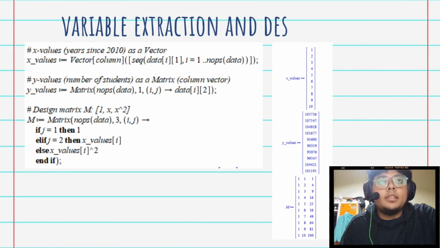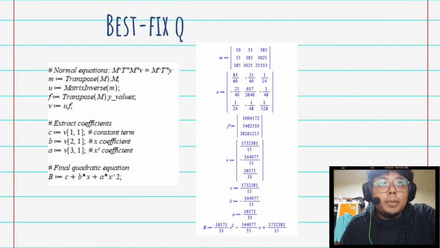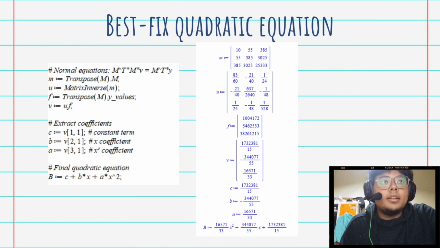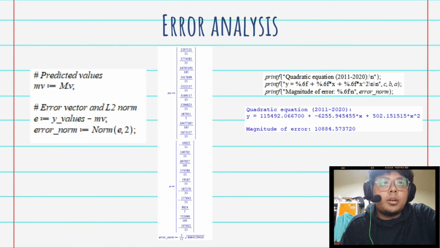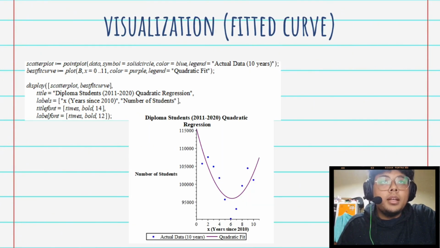Variable extraction and design matrix. X values equal to independent variable equal to time. Y values equal to dependent variable equal to student count. The matrix M has column for 1, x and x squared to fit y equal to a plus bx plus cx squared. Best fit quadratic equation. We use least squares method. MT MV equal to MTY. Error analysis. The purpose is to quantify model accuracy. Error norm equal to measure total deviation, and smaller equal to better fit. Visualization. Fitted curve. The purpose is to plot data versus fitted curve. Scatter plot equal to actual data points, and lastly curve equal to best fit quadratic model.